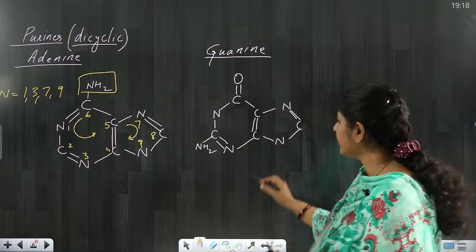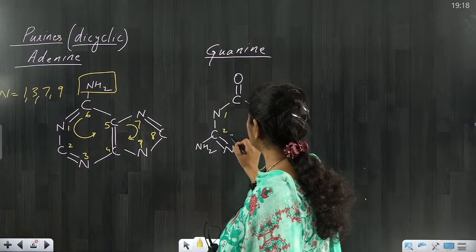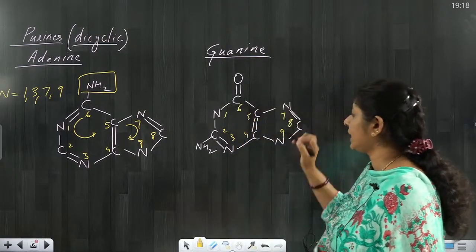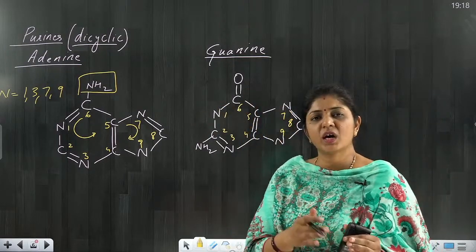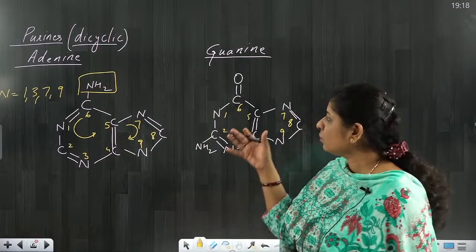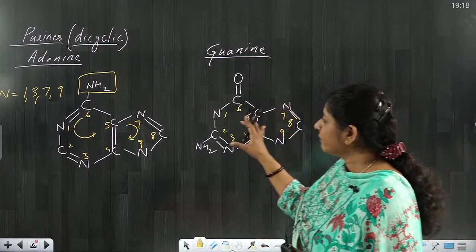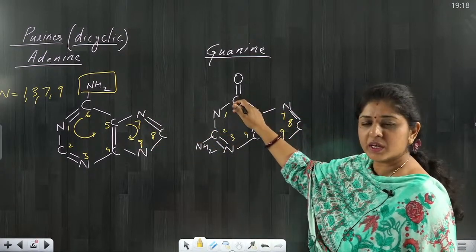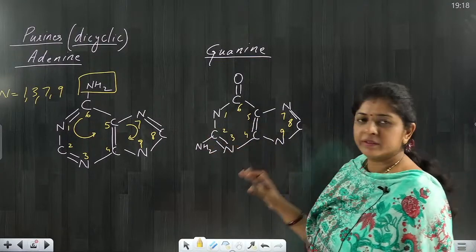Now what is the numbering trend here? I already spoke to you. It has 1, 2, 3, 4, 5 and 6. Here will be 7, 8 and 9. The position of nitrogen is fixed for purine. What is that? 1, 3, 7 and 9, both in adenine and guanine. Fine. Now what is the difference between adenine and guanine? Can you see, at the 6th position an oxy group is there. Now the amino group is on the 2nd position. This is the difference between them.